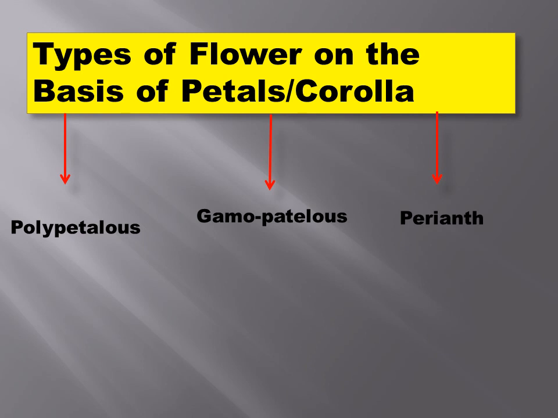In some flowers, sepals and petals do not differ in shape and color, and their members are alike and form a single part of a flower. It is known as the perianth. It means in the perianth we cannot differentiate between the sepals and the petals. So when this condition occurs, we use the terminology perianth, where differentiation is not possible between the sepals and the petals. So polypetalous, gamopetalous and perianth are the three different types of the corolla.